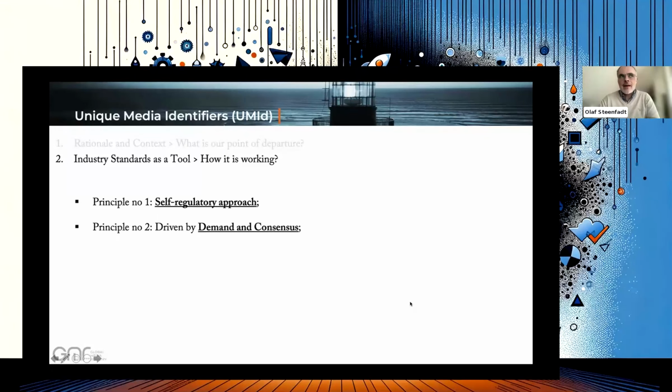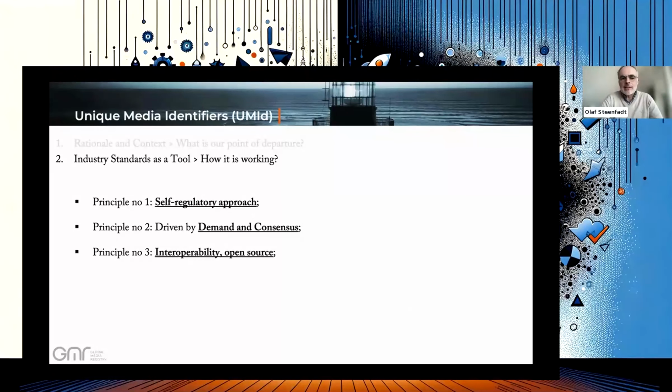Secondly, always and every industry standard is driven by demand. It only materializes if stakeholders and the industry as such believe in it, need it, and find a consensus to publish the final standard document. If this doesn't happen, it cannot be imposed top down. It simply wouldn't materialize.